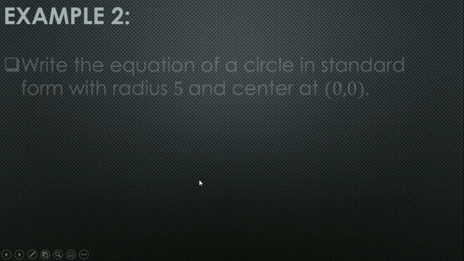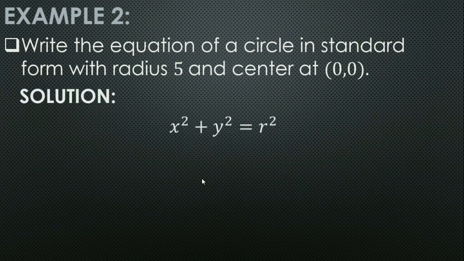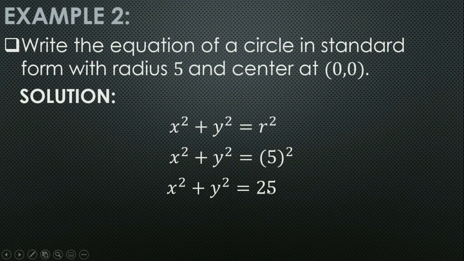Second example, write the equation of a circle in standard form with radius 5 and center at the origin as well. So, pareho lang siya ni example number 1. So, solution, we use this formula kasi nabanggit na rin doon sa given na ang center ay nasa origin. So, we disregard the h and k. Okay? So, we will substitute 5 kay r. And then, simplifying 5 squared, we have x squared plus y squared is equal to 25. So, this is the standard form of the equation of a circle with radius 5 and center at the origin. Okay?